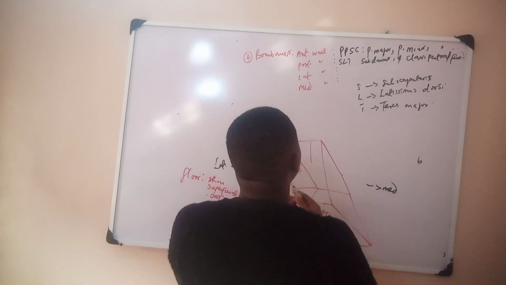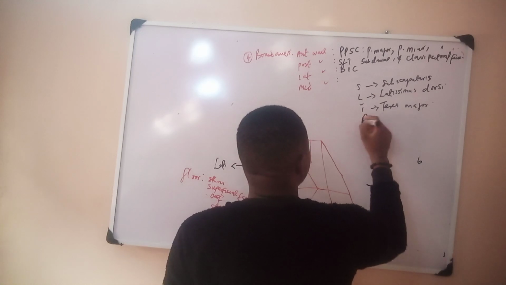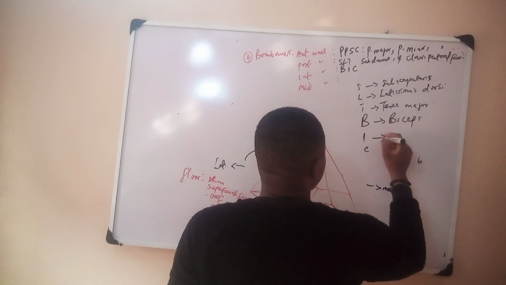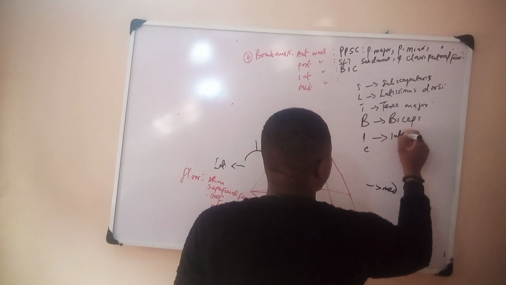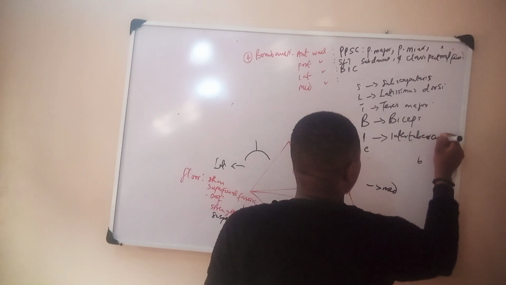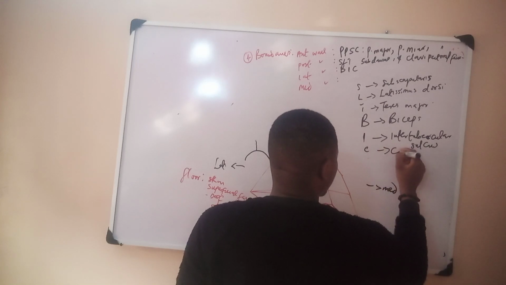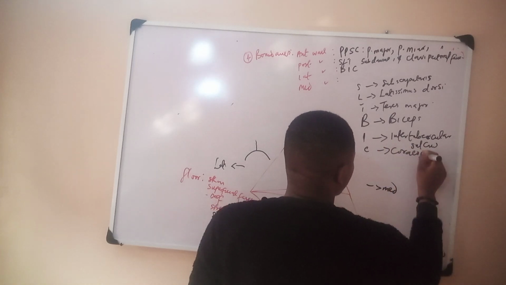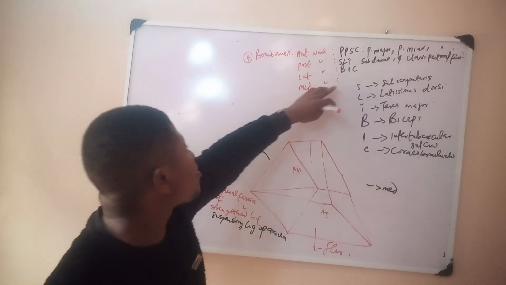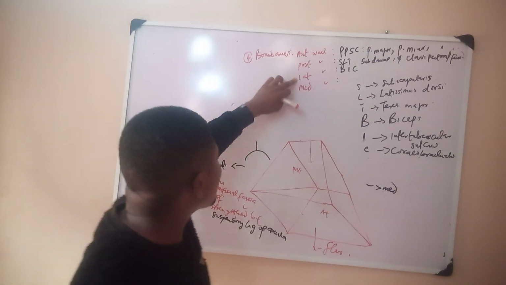Then the lateral wall is formed by BIC. What do I mean by BIC? B is biceps, then I is intertubercular sulcus, then C is coracobrachialis. So these are the 3 things that form the lateral wall. Another thing I want you to know is that the lateral wall is the weakest of all the walls.